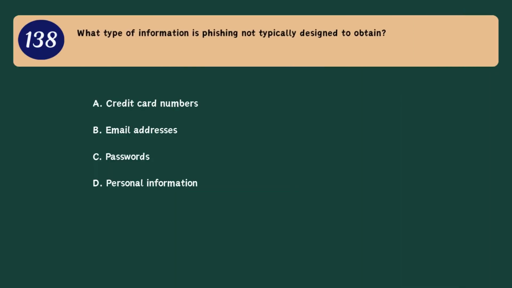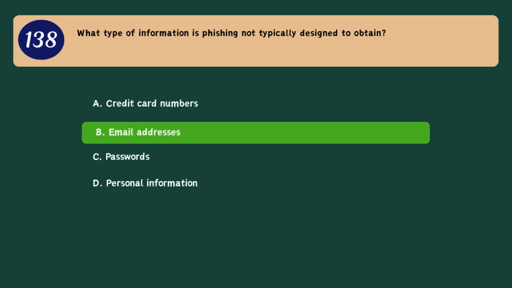Question 138. What type of information is phishing not typically designed to obtain? A. Credit card numbers. B. Email addresses. C. Passwords. D. Personal information. Correct answer. B. Email addresses.